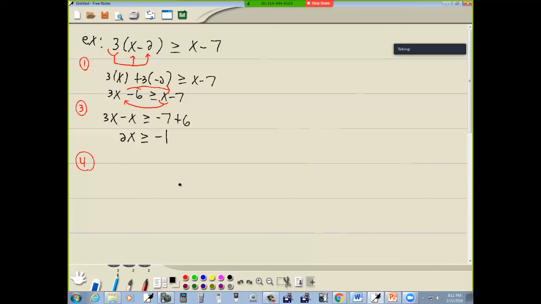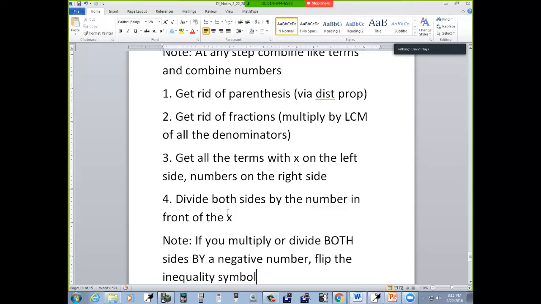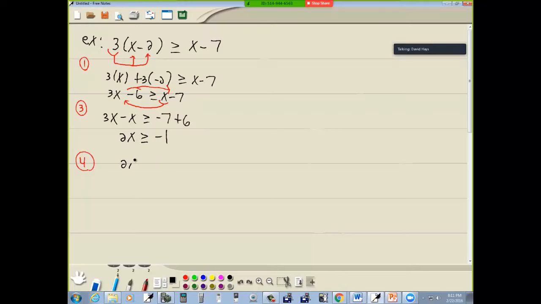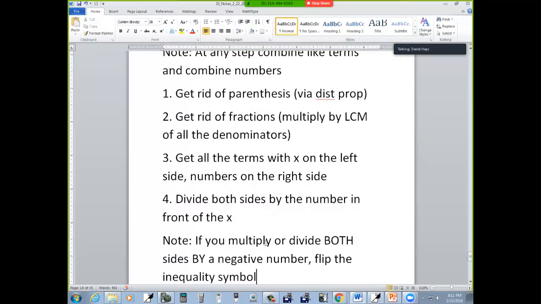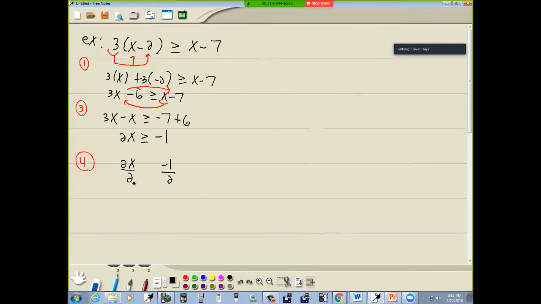Step 4. Divide both sides by the number in front of the x. The number in front of our x is a 2, so we're going to divide both sides by 2. Now, a lot of people, whenever they see a negative, start flipping the inequality symbol. But it's very specific. It says if you multiply or divide both sides by a negative number. We're dividing both sides by a positive 2, so this inequality symbol does not change. It stays greater than or equal to. Now those 2's cancel, and I got x is greater than or equal to -1/2. Now this is basically our answer.